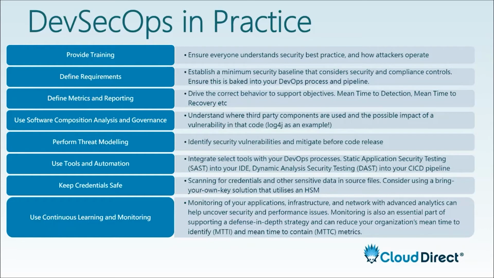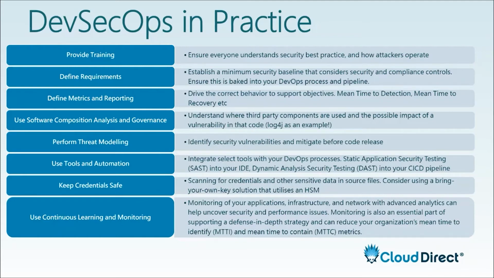You can spin up environments very quickly with DevOps, infrastructure as code, that type of thing. You can tear those environments down very quickly. You can use automated test tools to model for threats and look for exploits. And it follows on quite nicely into the use of tools and automation.